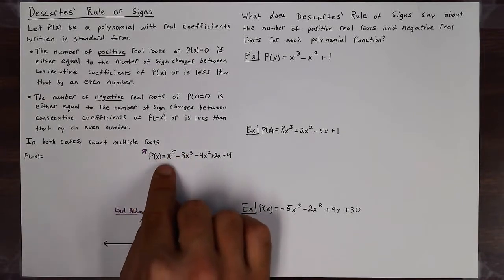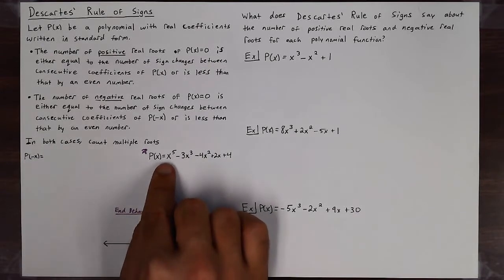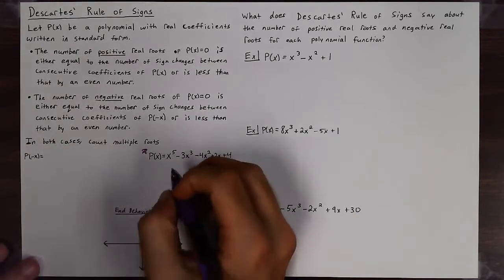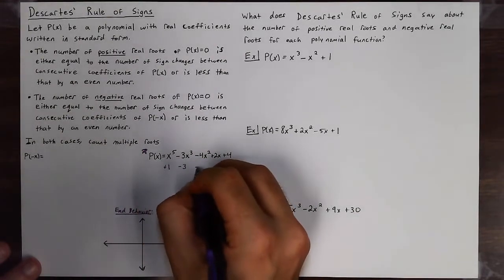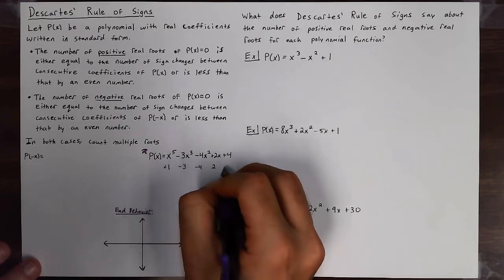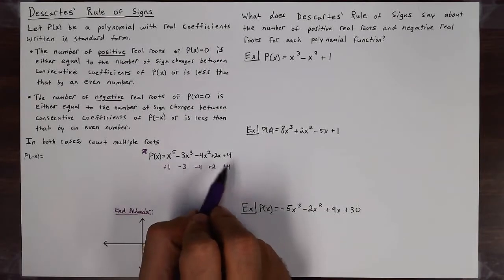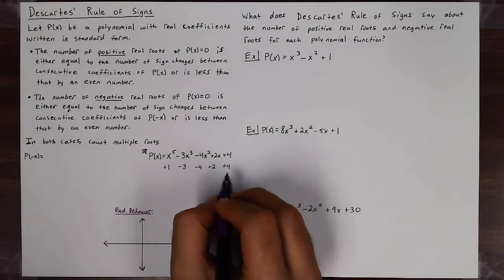So let's look at this polynomial written in standard form. Let's look at the coefficients of this polynomial. They are positive 1, negative 3, negative 4, 2, and positive 4. Now I'm going to start with the constants at the far right, and I'll explain why in just a second. But we're going to count how many times the sign changes.